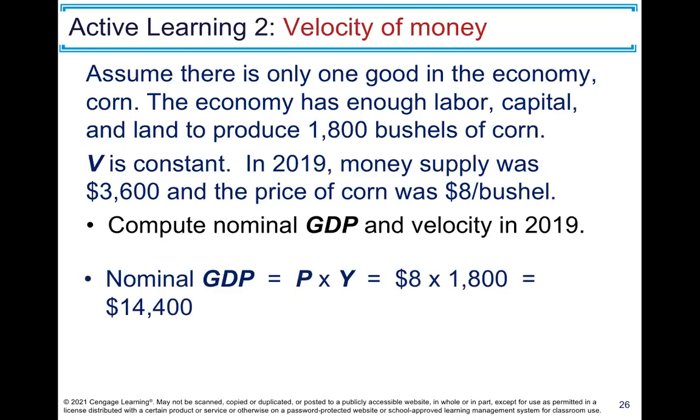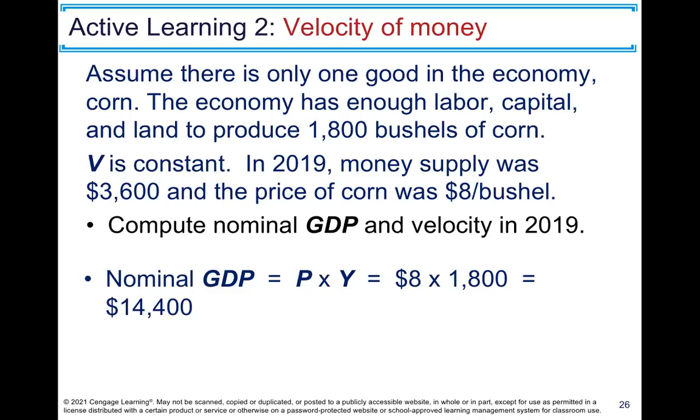So we know we can calculate one side of the equation, MV equals PY, and we know we can calculate PY because we have those numbers. We've got real GDP, and we also have our price level, $8 a bushel. We multiply these two things together, and we get $14,400. So this is now a nominal number. You can see there's a dollar sign in front of it.